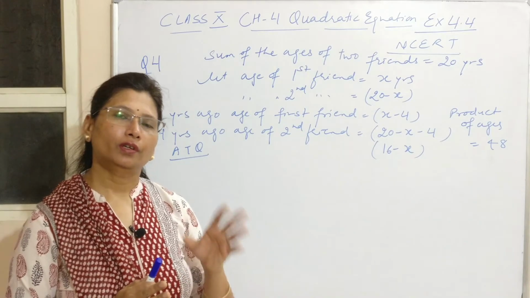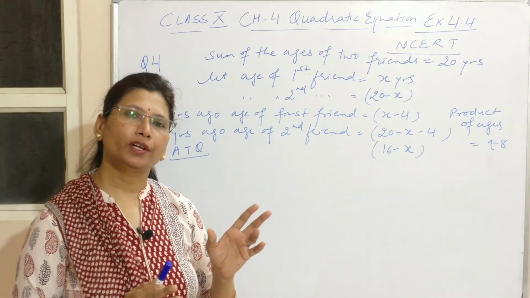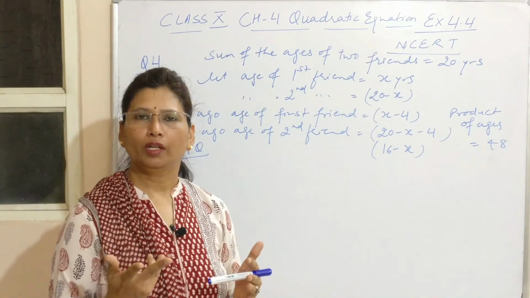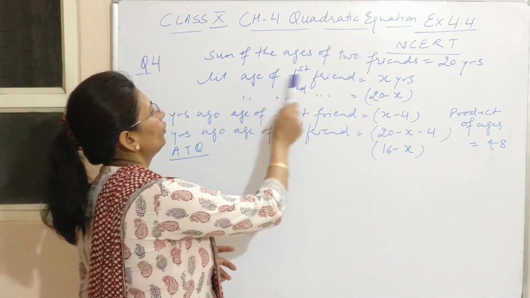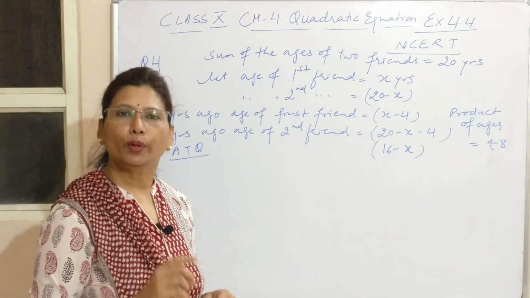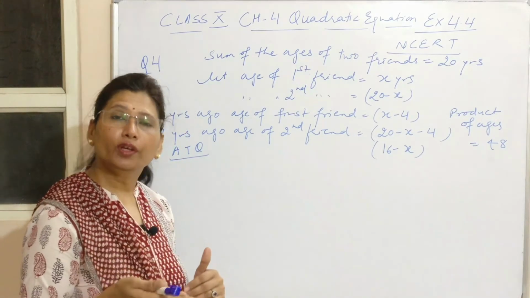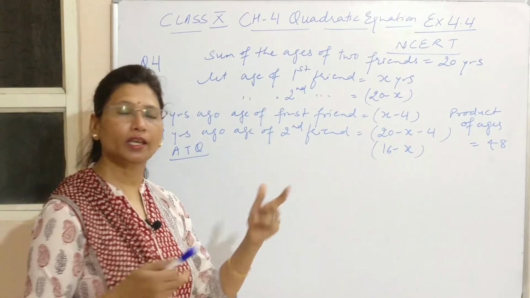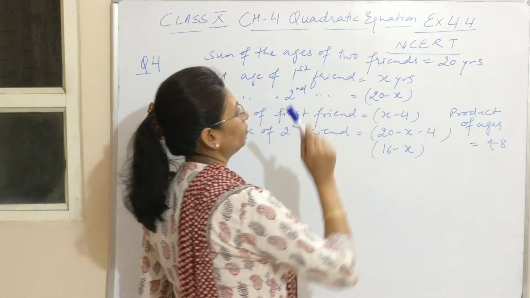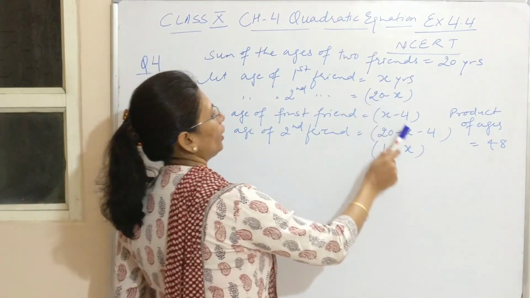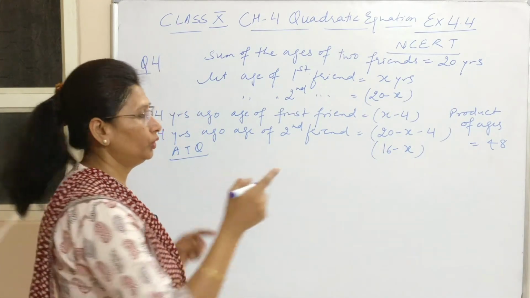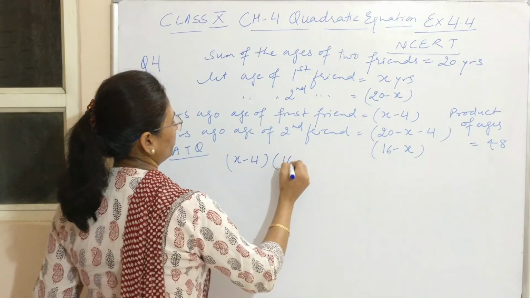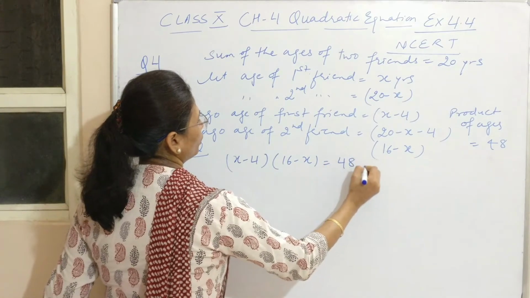So here, the question says the sum of ages of 2 friends is 20 years. What we will do, we cannot take 2 variables because we are dealing with 1 variable. So we'll take the age of the first friend as x years, then the age of the second friend is going to be 20 minus x, correct? Now it says 4 years ago, the product of their ages was 48. So 4 years ago we'll find their individual ages. 4 years ago the age of the first friend would be x minus 4, and the age of the second friend will be 16 minus x. Now according to the question, the product of their ages, x minus 4 into 16 minus x, is equal to 48. So this becomes an equation.